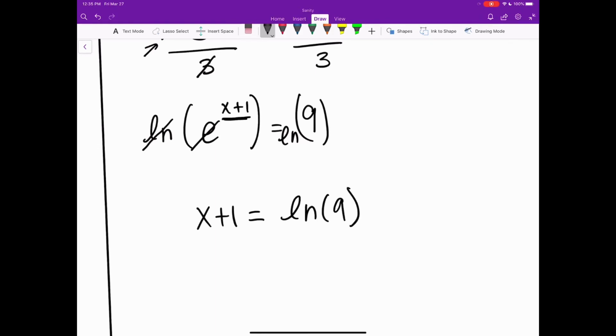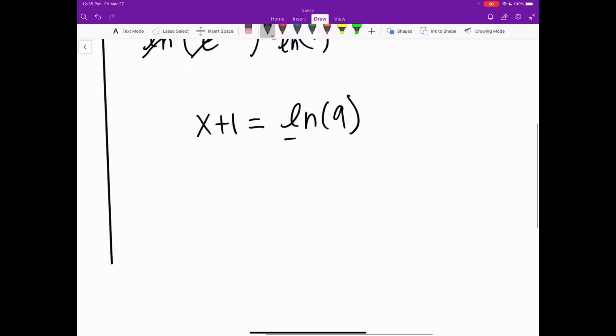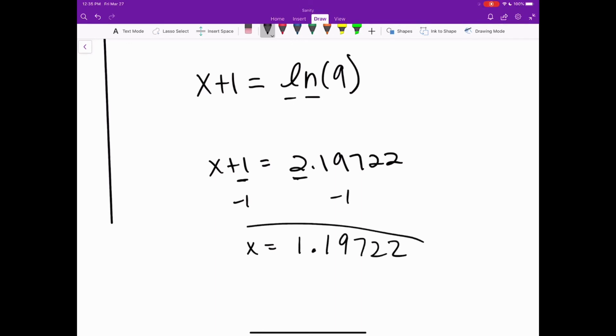Natural log of 9, you can plug that into your calculator. Make sure you're using the ln option. So x plus 1 equals, what do I got? 2.19722 about. And then the last step to solve for x is just get rid of that 1. So I'm going to subtract 1 from both sides. And that's just going to lower this by 1. So x has to be equal to 1.19722. There you go. Not too bad, not too bad.